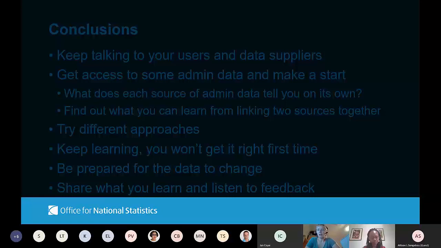Be prepared for the admin data to change as data suppliers bring in new systems or new rules or new administrations. Sometimes that can influence the data, and it's really important to know when that's happened and understand how that feeds through into your work, and share what you learn with your users and with other countries, and listen to the feedback that you get, and try to think about how you can act on that. So that's the end of my presentation.